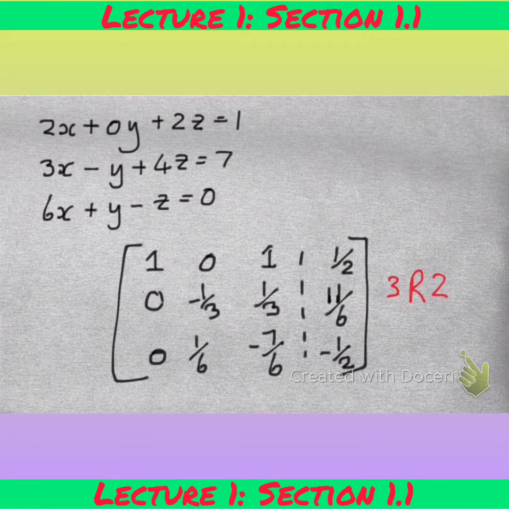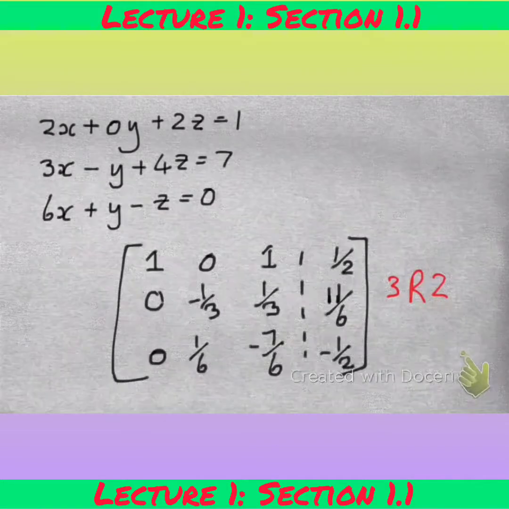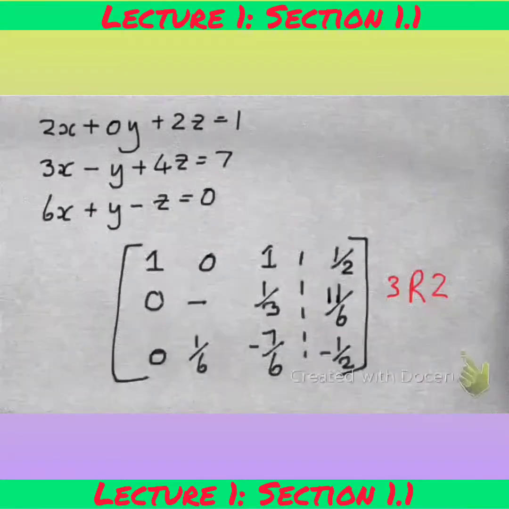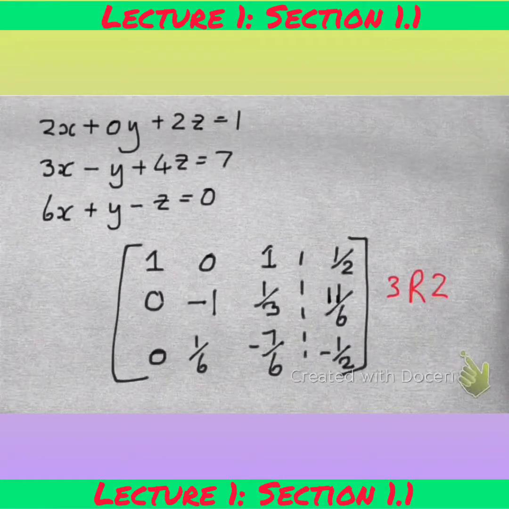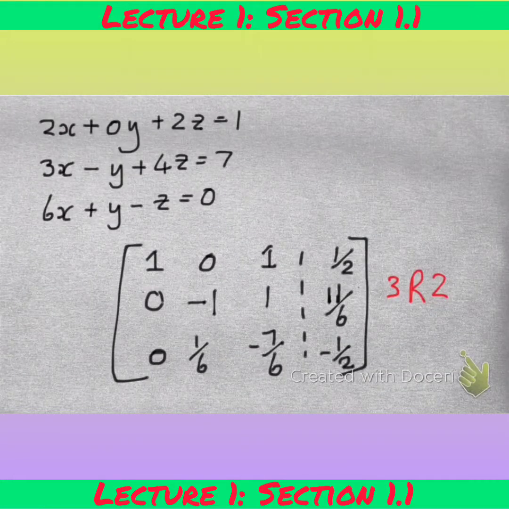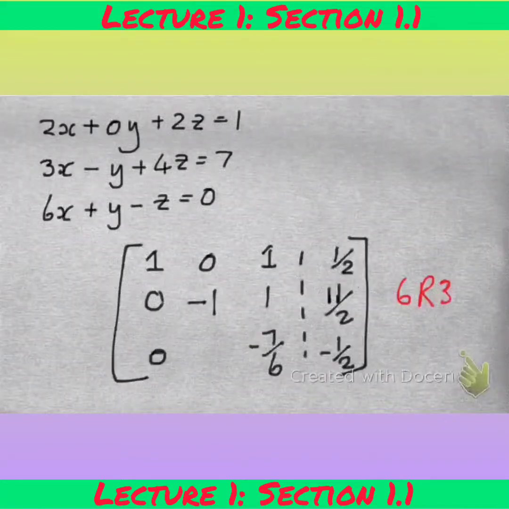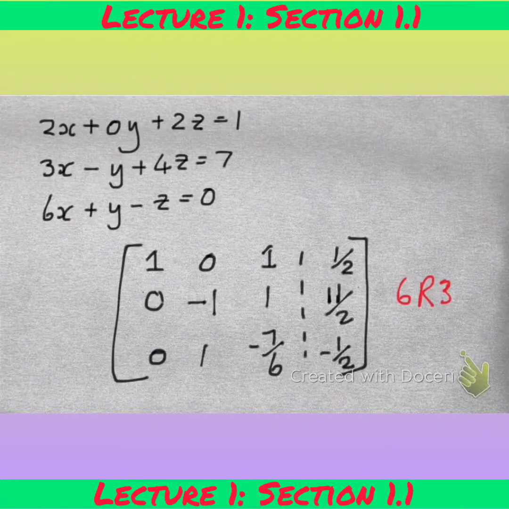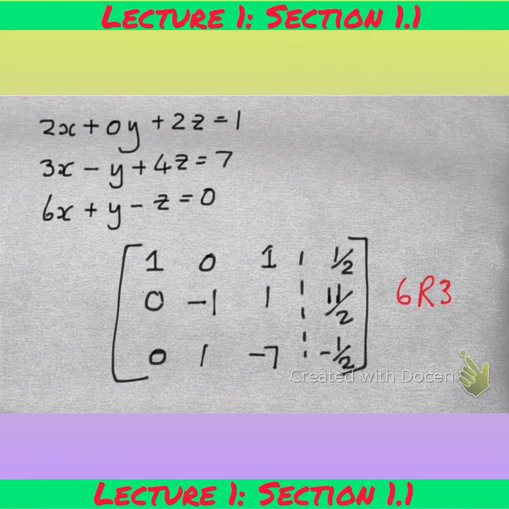So I'm going to change the second row by multiplying through with 3. So basically multiplying through by 3, we're going to get the first non-zero entry is going to be minus 1. The entry in the third column is going to become 1. And 11 over 6 is going to become 11 over 2. Then I'm going to change the last row by multiplying through with 6. So basically the first non-zero entry is going to become 1. This last entry is going to be minus 7. And the entry in the last column is going to become.